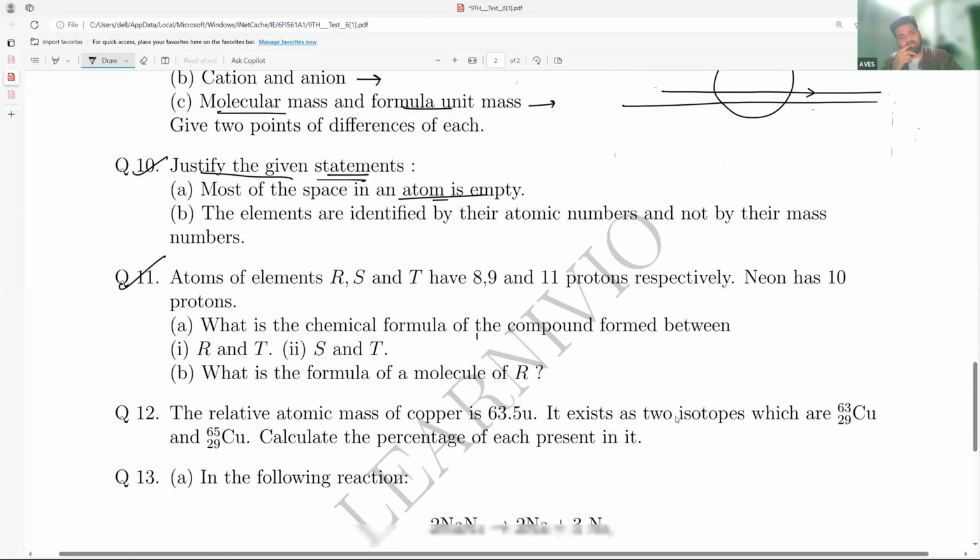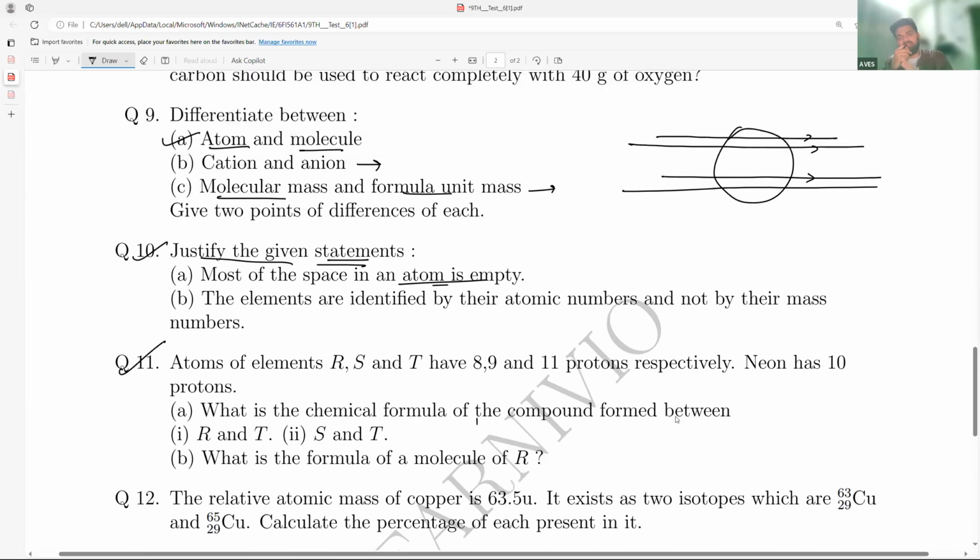Question: the elements are identified by their atomic number, not by their atomic mass. Why? Because some elements have the same atomic mass, but they don't have the same atomic number. For example, calcium and argon both have atomic mass 40, but their atomic numbers are not the same. Okay, let's discuss this one.